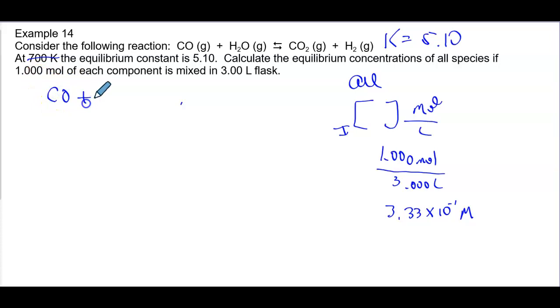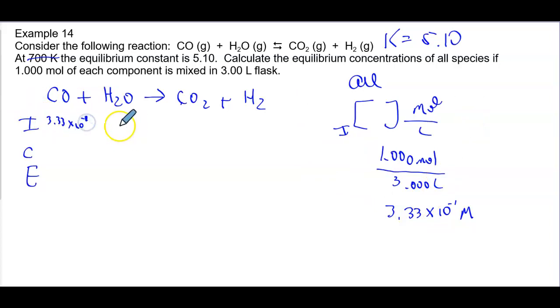So we're going to do CO plus H2O going to CO2 plus H2. All of these can be included in my ICE chart and do not have to be X'd out because all of these are gases. So we're thinking about ICE. We know that we have initial values for everything. So this is going to be 3.33 times 10 to the negative first, 3.33 times 10 to the negative first, and 3.33 times 10 to the negative first, and so on for the last one, consistent in this problem now.